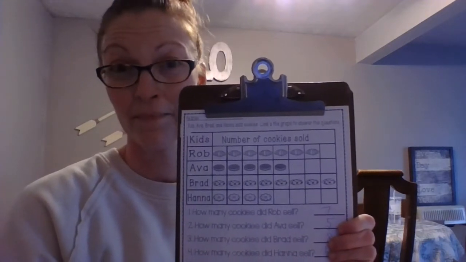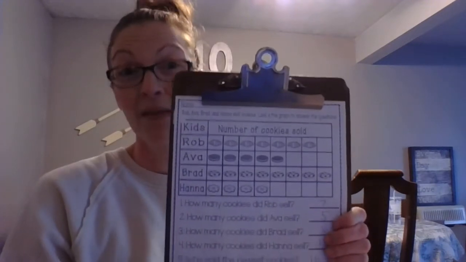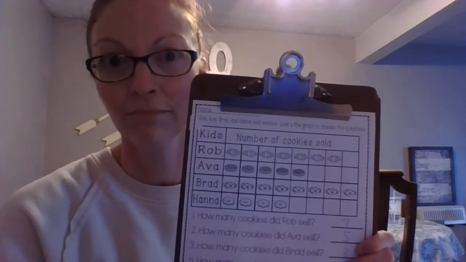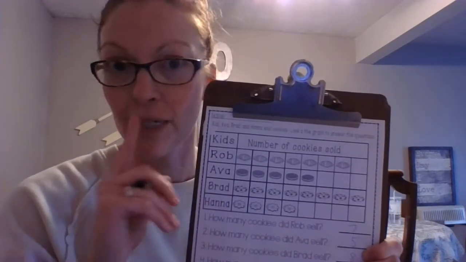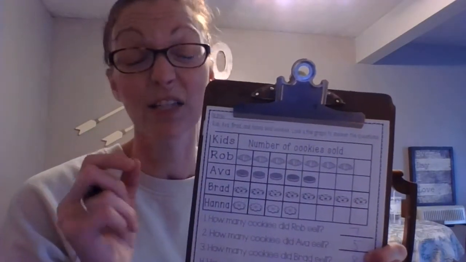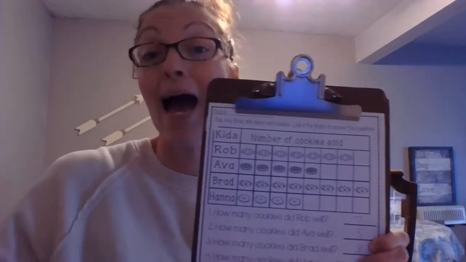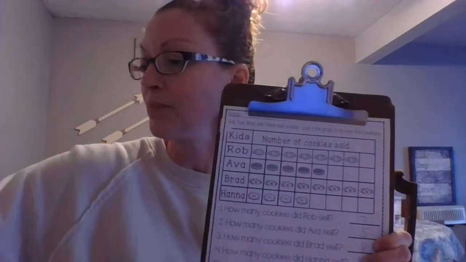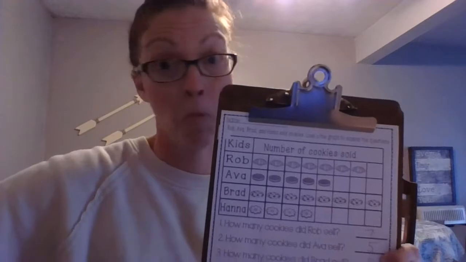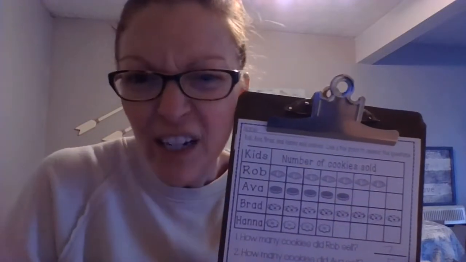This is tricky now. You ready? Because this is the hardest part of graphing. All right, don't tell any teacher I told you that, but it is. This is the tricky part. How many more cookies did Brad sell than Hannah? And I'm going to show you a trick. These are tricks that teachers aren't supposed to teach kids because it makes it so easy for them. Don't tell them. Shh, that's a secret.